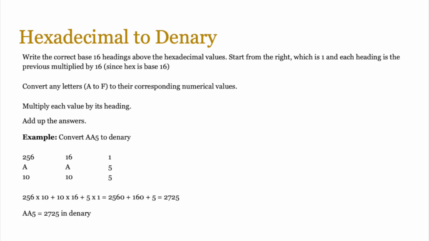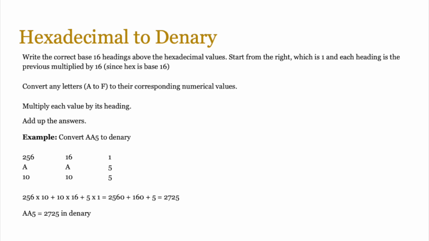So if we wanted to convert AA5 to denary, we would just simply write AA5. On top of 5, we'll write 1. On top of the first A, we'll write 16. And on top of the second A, we'll write 256, because 16 times 16 is 256. We then write AA5 underneath it, but since A is 10, we just simply write the value 10.